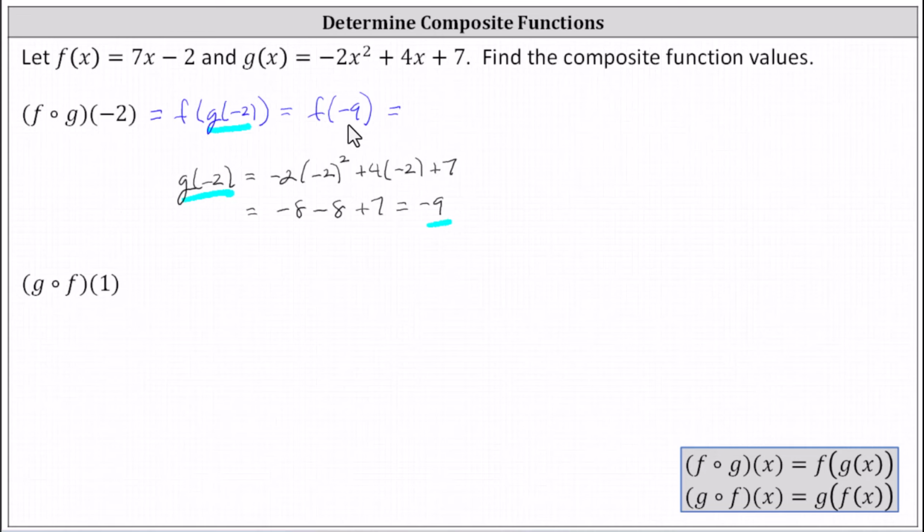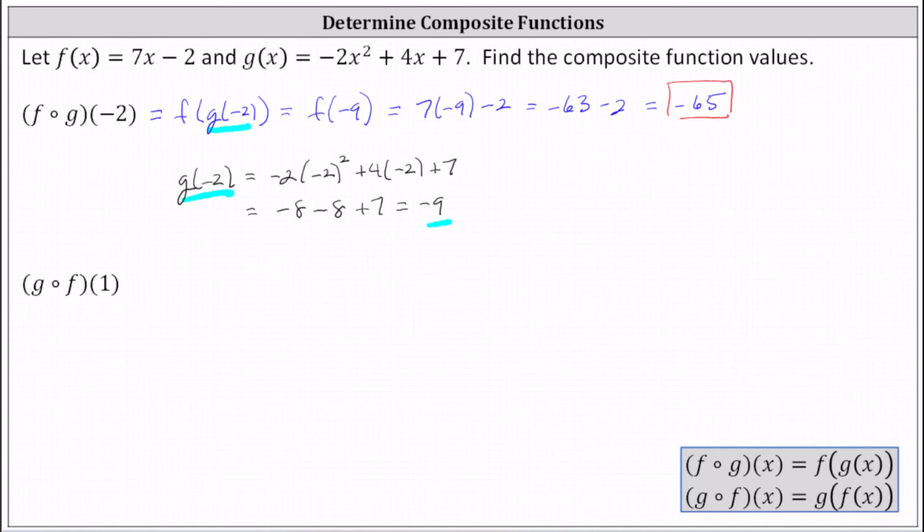And since f of x equals 7x minus 2, f of negative 9 is 7 times negative 9 minus 2, which is negative 63 minus 2, which equals negative 65. The composite function value f of g of negative 2 equals negative 65. And now let's determine g of f of 1.